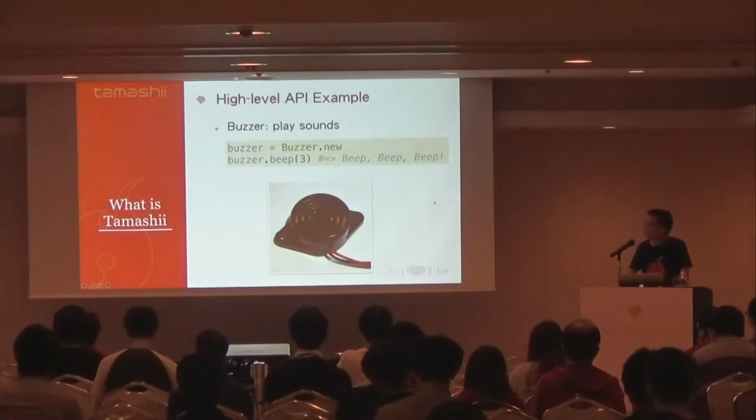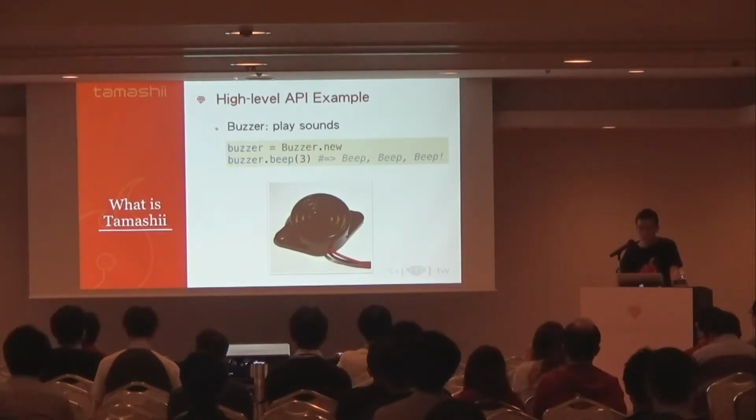Here is some example code to show the API of Tamashii. You can see that we make all hardware components into Ruby objects. You can interact with them with elegant Ruby code. The first example here is the buzzer. A buzzer is a small speaker that can play beep sounds. The code here is very simple. You just need to call the method beep and give the number of sounds you want to play as a parameter.